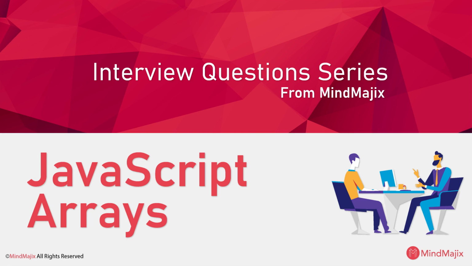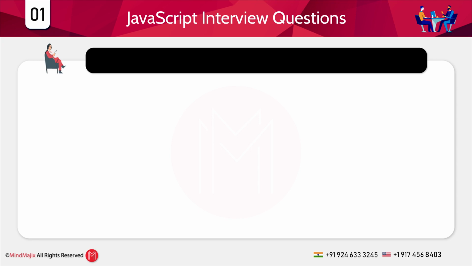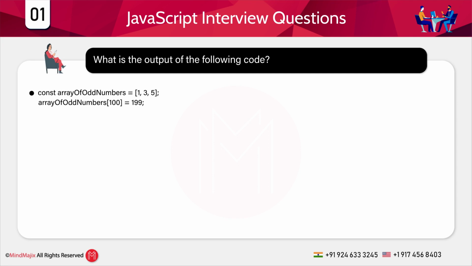So today we will see the interview questions regarding arrays and their answers. The first question is, what is the output of the following code? The code is given: const arrayOfOddNumbers = [1, 3, 5]. The name of the array is arrayOfOddNumbers and the elements in the array are 1, 3, 5. Then arrayOfOddNumbers[100] = 199. Then console.log(arrayOfOddNumbers.length).